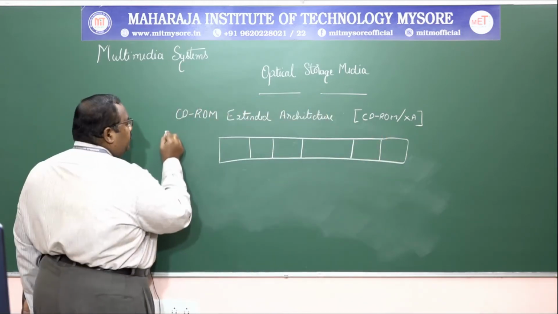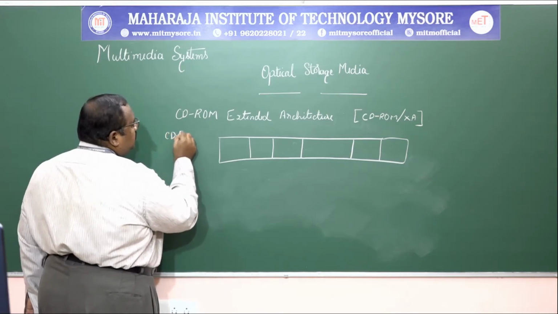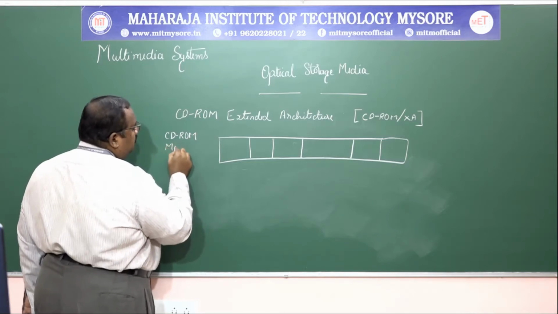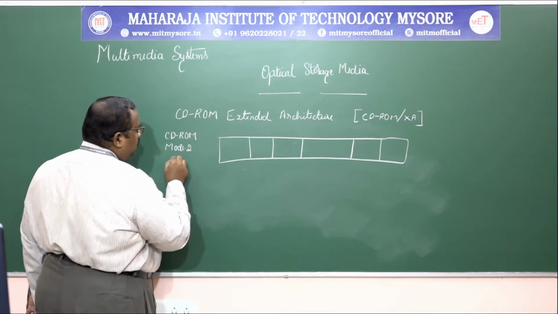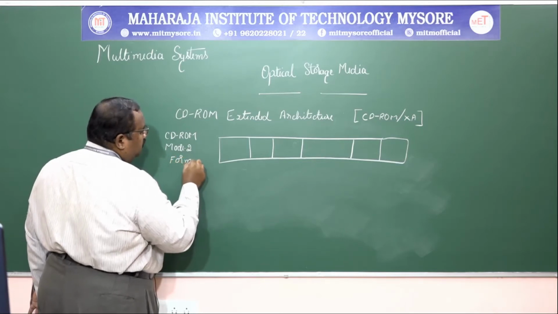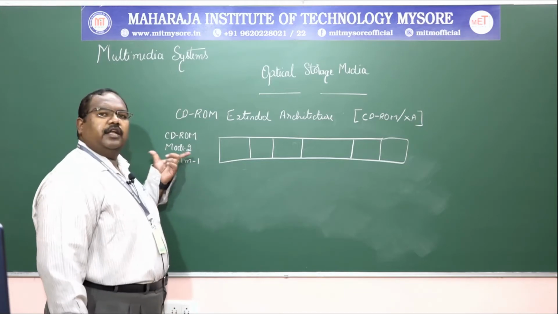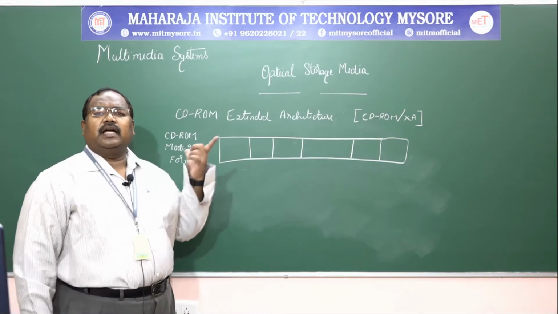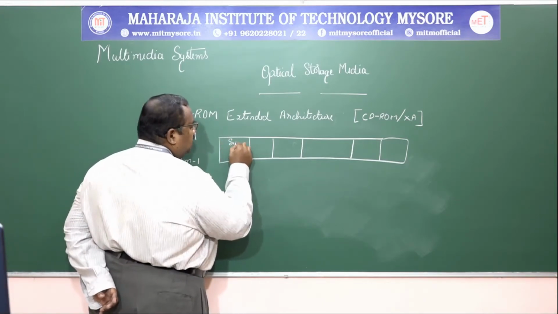This is with respect to CD-ROM mode 2 of form 1. So what I am writing here is CD-ROM mode 2 with respect to form 1. Now what is the first bit? As common, we have the synchronization bit. We call it sync.